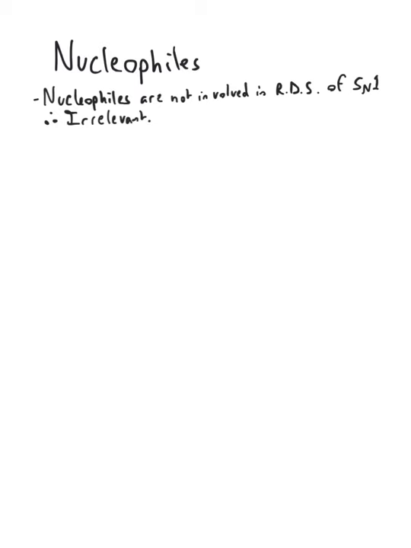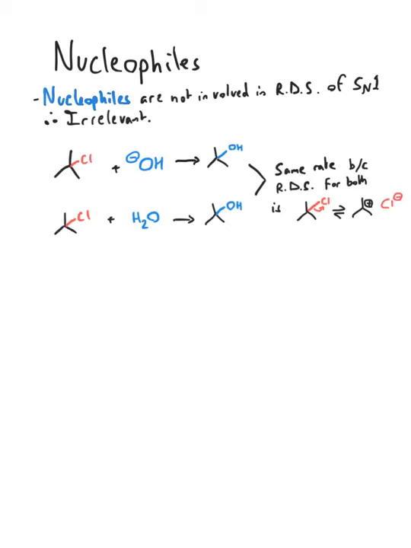Therefore, they are irrelevant. As can be seen here, we have tert-butyl chloride reacting with either hydroxide anions or just water, yet they both will have the same rate of reaction. Why? Because the rate determining step is the loss of the leaving group chloride anion from the tertiary carbocation.